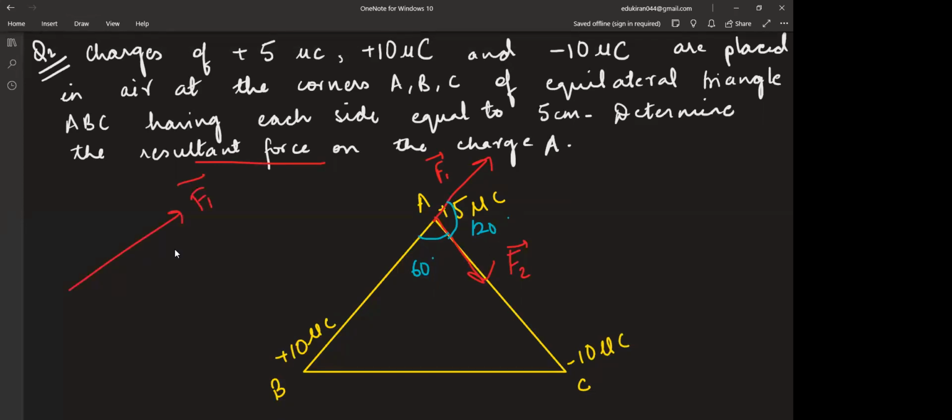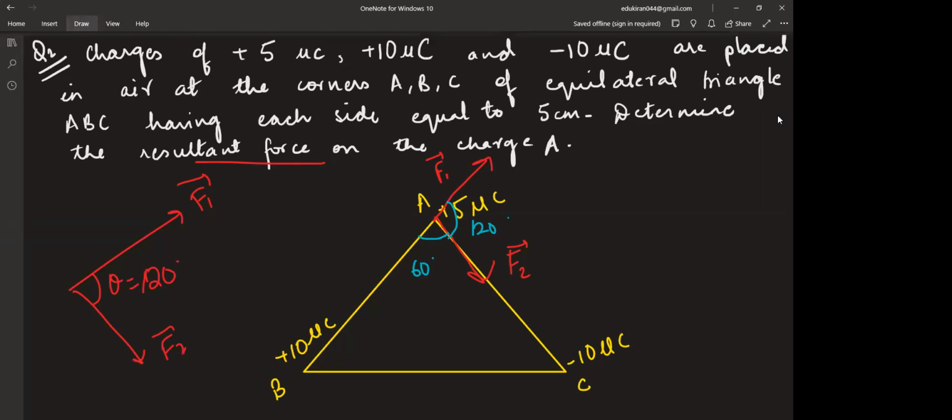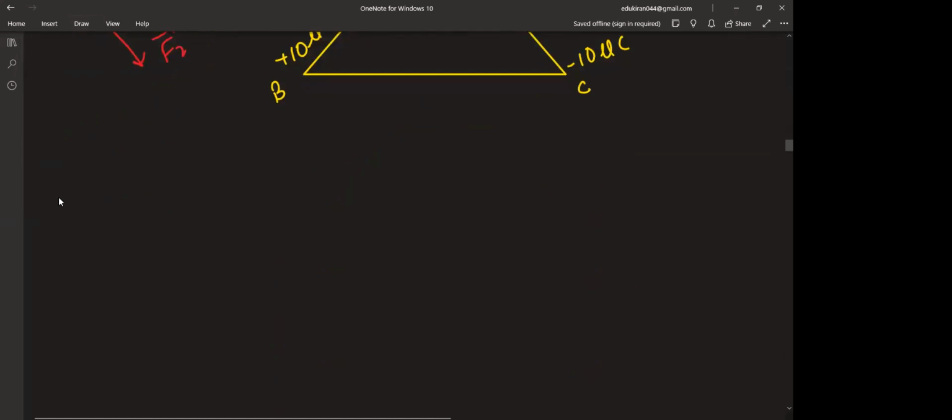This is F1. This is F2 with an angle theta which is 120 degree between them. Parallelogram law you can use, but before you use it, it's better if you find out the magnitude of F1 and F2 both. So 180 Newton if you're getting, that is correct, but minus 180 isn't correct.